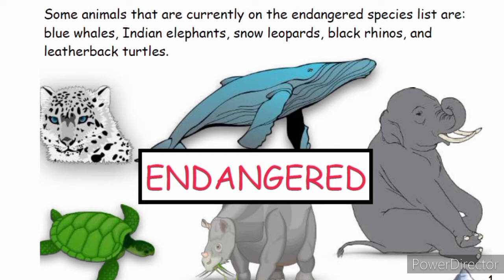So we look at endangered what? Species. Some animals that are currently on the endangered species list are blue whales, Indian elephants, snow leopards, black rhinos, and then you have your what? Leatherback tortoise. These animals are being hunted worldwide, and then we have only a few of them. And if things are not done, these animals will go extinct. When I say they go extinct, I mean we will not be able to see them again. They will no longer be in existence because all of them will die off. Okay, I want you to watch this short video and learn more about this topic.